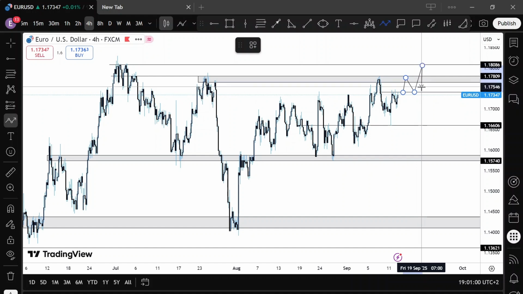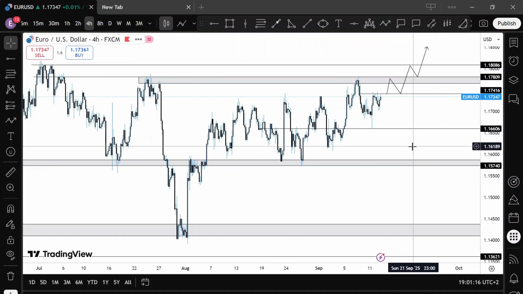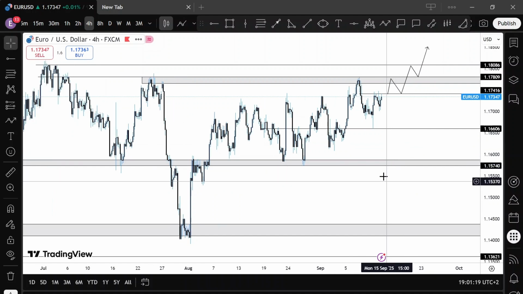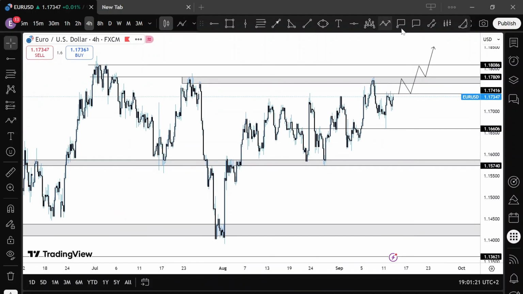And if we meet this entry here, then we could get another entry with a pullback to this region, so 1.1780. And then at that point, we might be looking to target our take profit regions above 1.18, maybe looking at the 1.1850 region here, maybe a psychological level, so to speak. So that's what I'll be looking at for Euro USD, and I would also want to see price below this if we want to look for bearish sentiments.